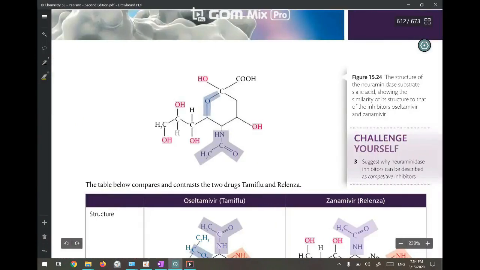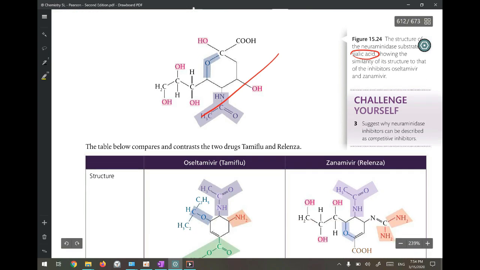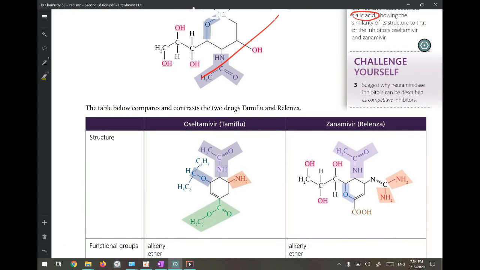Let's move on to the next page. Here at the top of the page, the structure of the sialic acid is shown. So the neuraminidase acts on this one to release the virus from the cell. The two medicines which we use as an inhibitor for these enzymatic activities are also shown here.